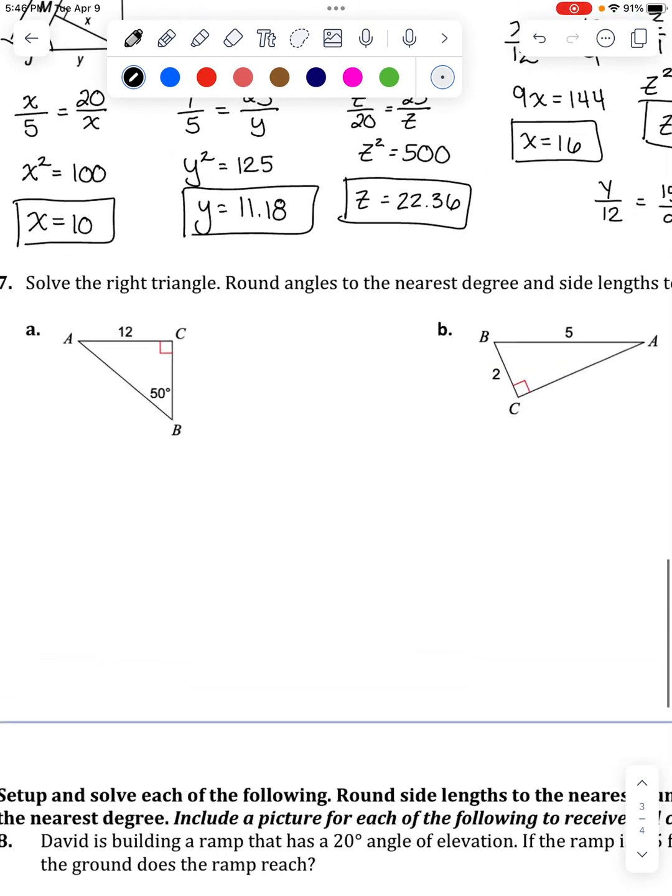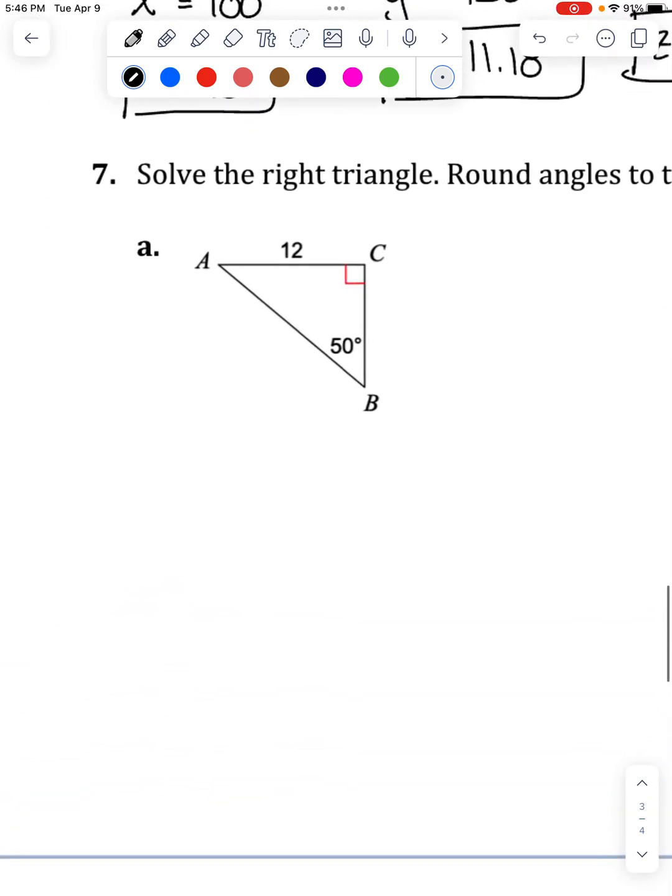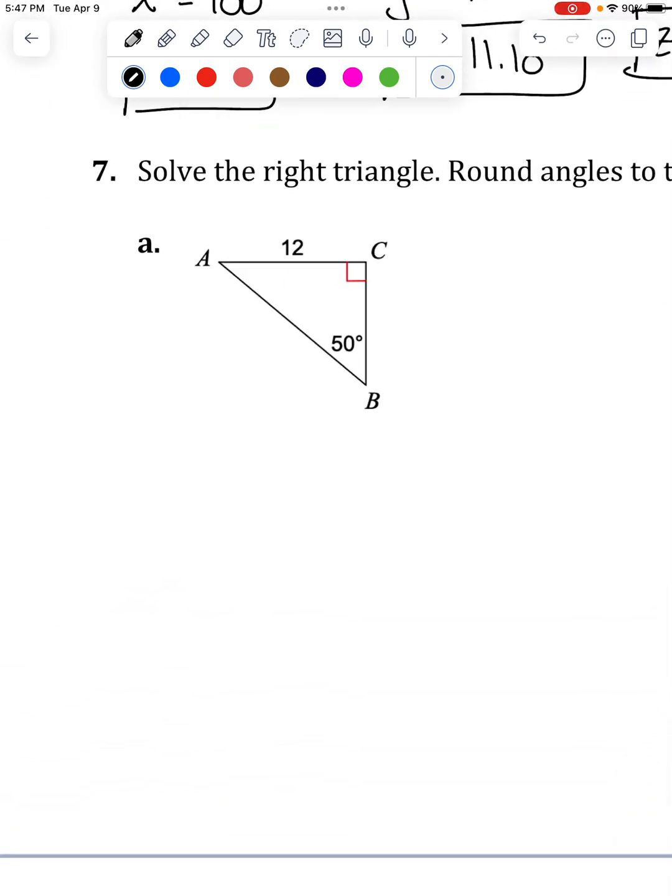Now, we are getting towards the end. We've got these two problems and then the last page. These problems say solve the right triangle, meaning finding all the missing sides and all the missing angles. So, on this triangle, first thing I look at is, okay, I know angle C is 90.